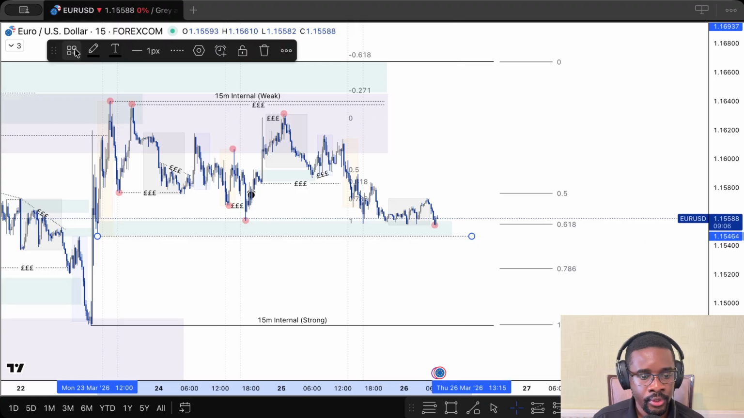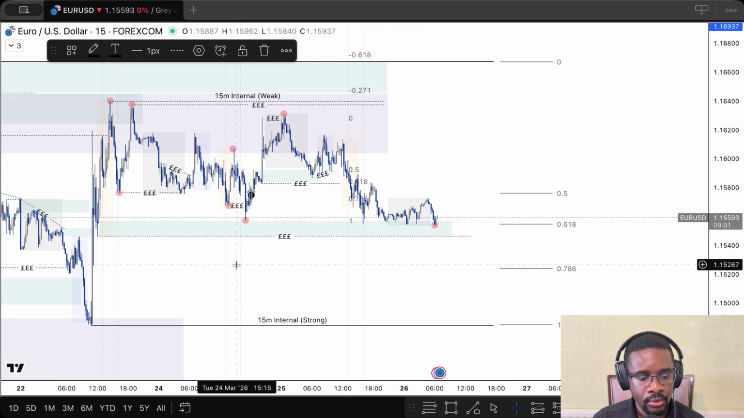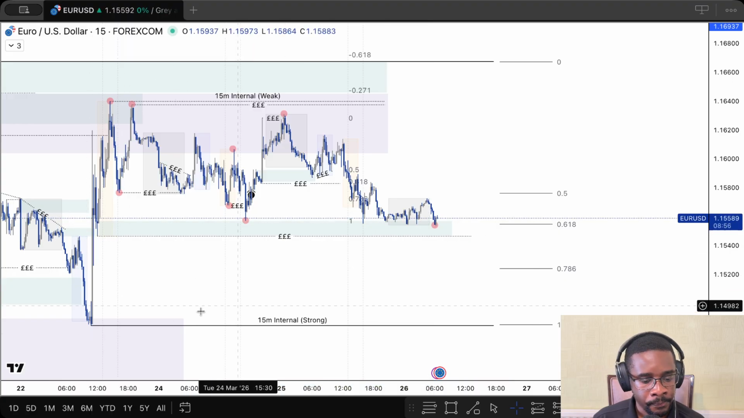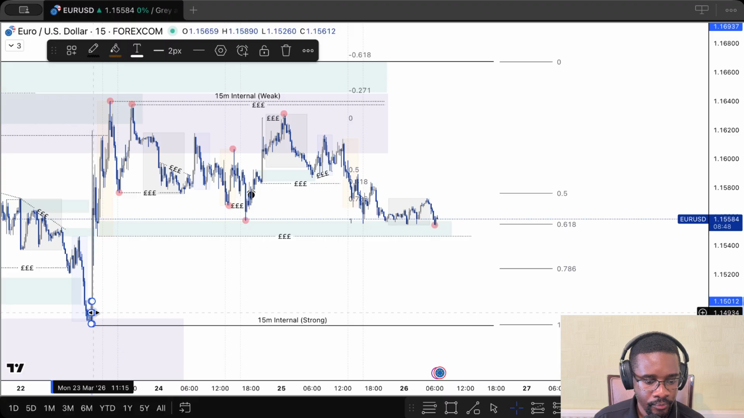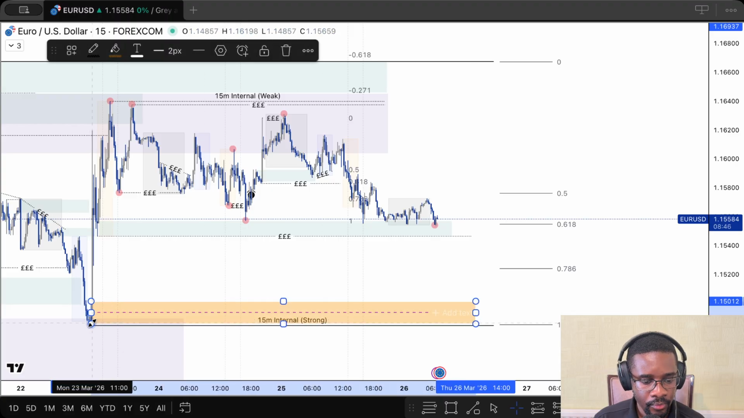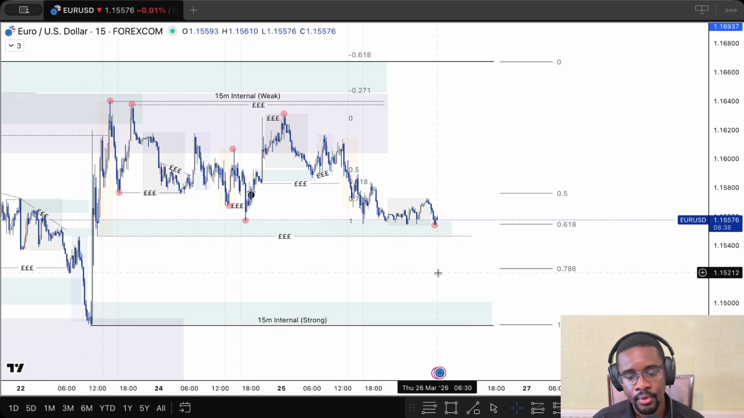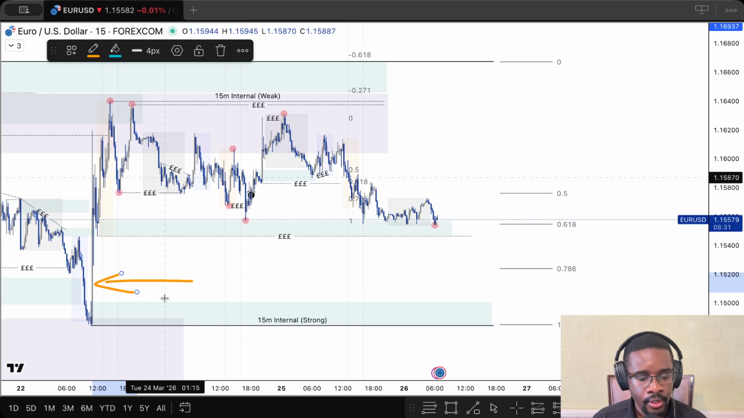So this can still be an area which can be swept. That's a structural low, which is also a session low. And then of course we do have this extreme, and we have this imbalance as well, right there.